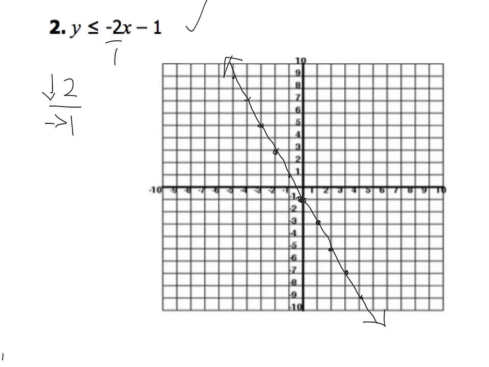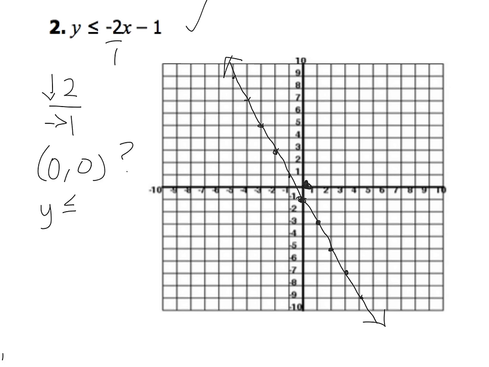Now comes our test point here. So my test point, if you can use 0, 0, always use 0, 0 because it's a lot easier. In this case, 0, 0 is right here. So it's just above that line, so I can use it. It's just to the right of that line. So let's go ahead and test and see if 0, 0 is a solution to the inequality.